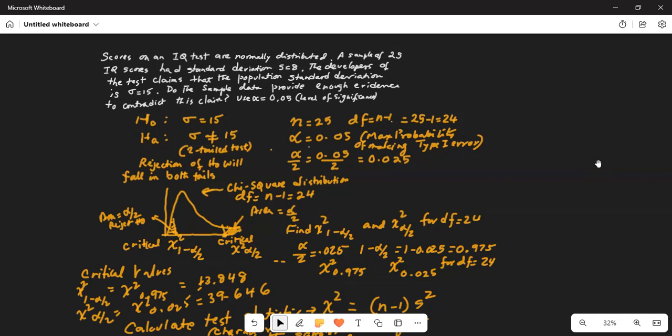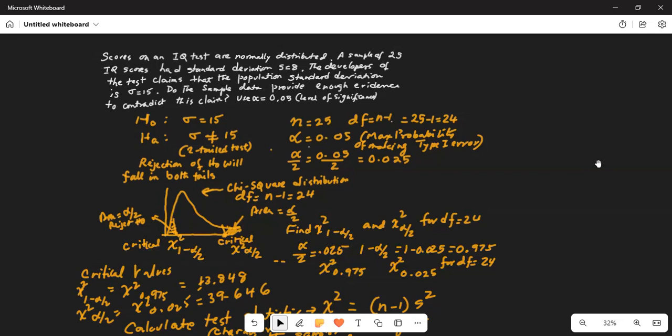decision. So alpha by 2 is 0.05 divided by 2, which is 0.025. Since the alternate hypothesis contains not equal to, it is a two-tail test. So we sketch the chi-square distribution for degrees of freedom 24. The area of rejection in the left tail is the shaded area, which is alpha by 2.